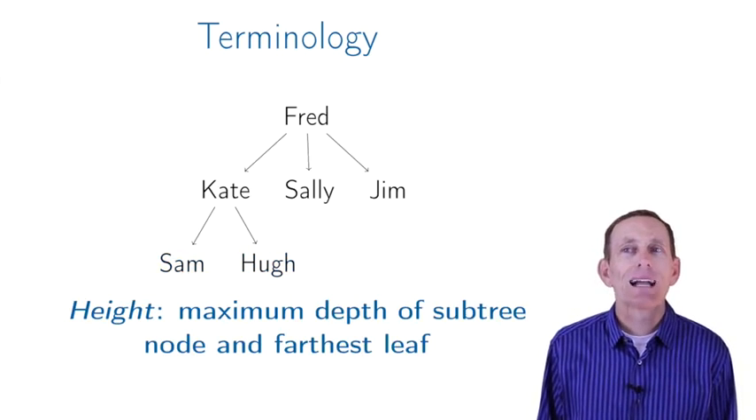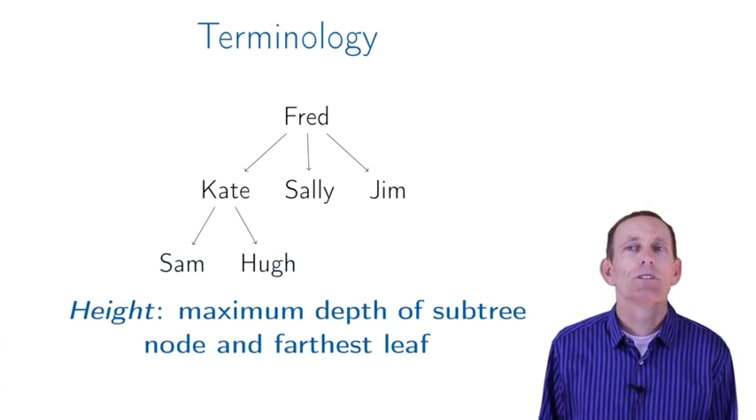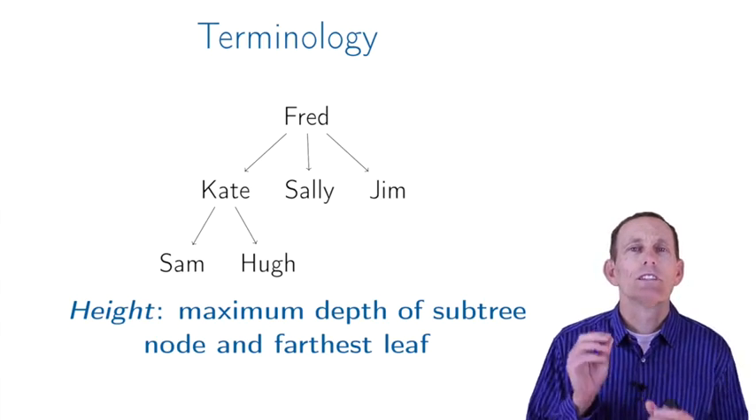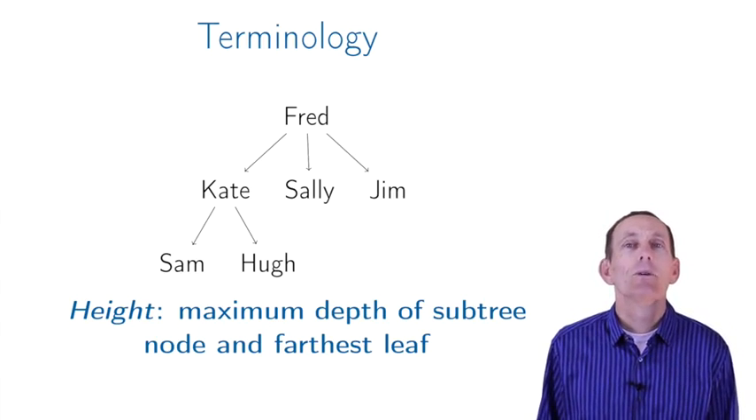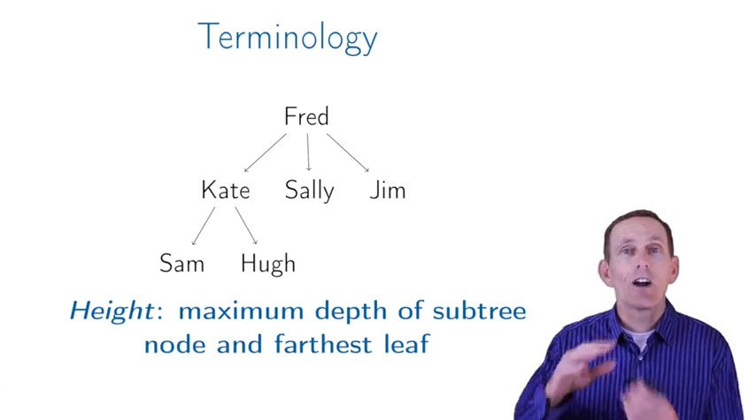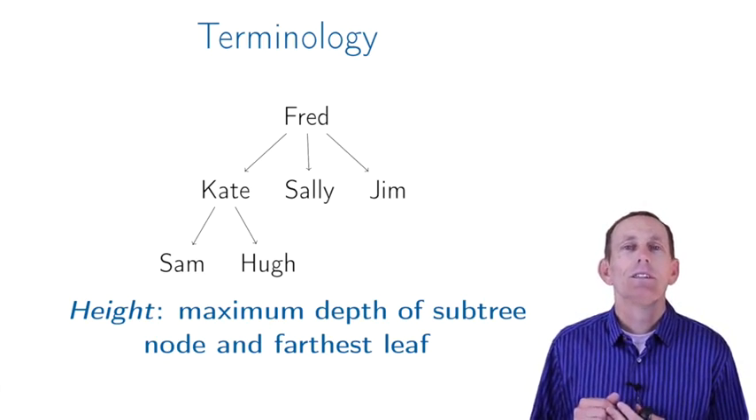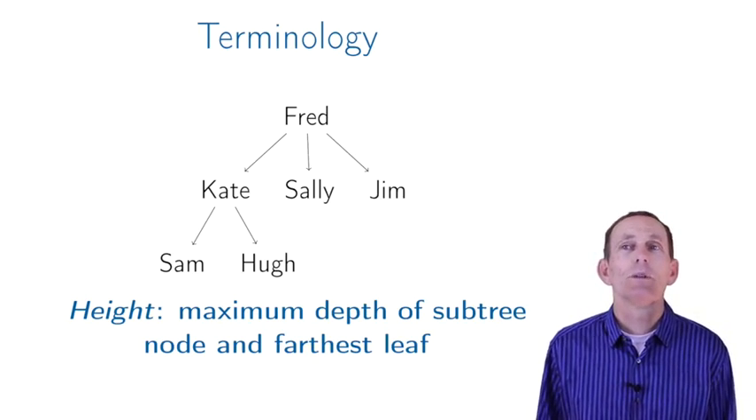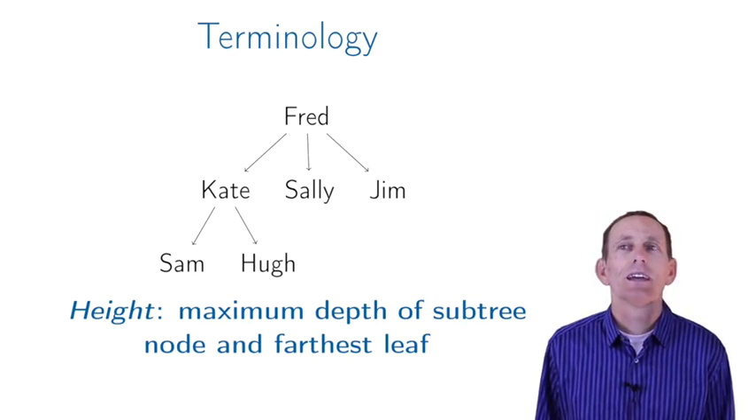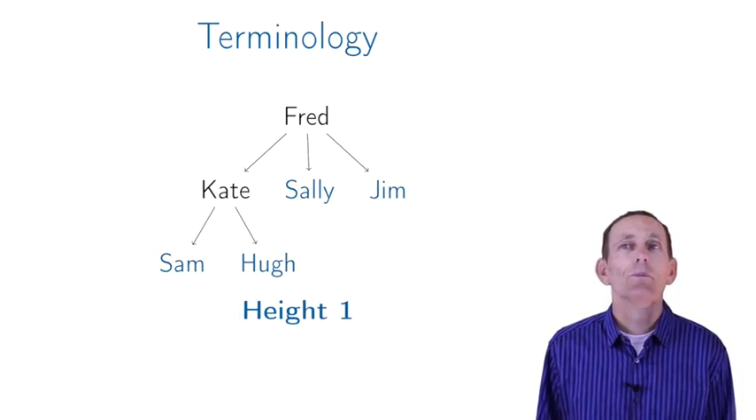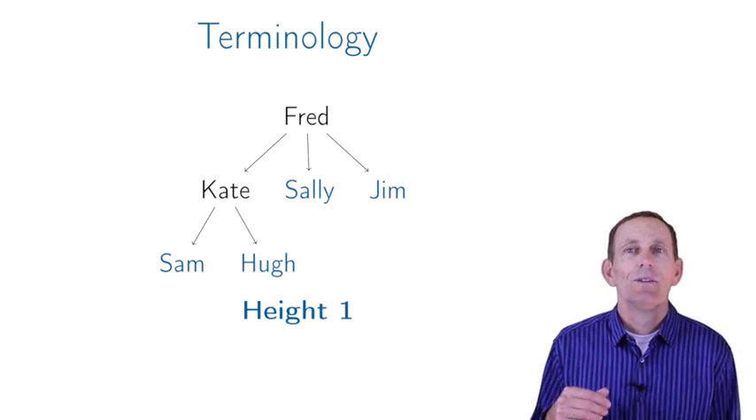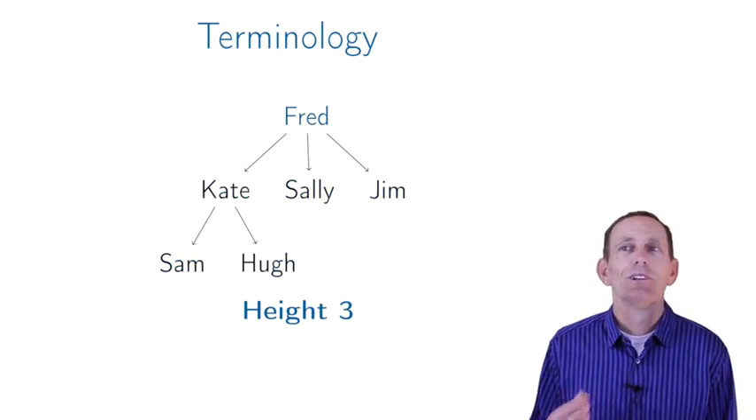The height is the maximum depth of the subtree from the node to the farthest leaf. So if we want to look at the height of Fred, we want to look at what is its farthest down descendant. And so its farthest down descendant would either be Sam or Hugh. Its height would be 3. So the leaf heights are 1. Kate has height 2, Fred has height 3.